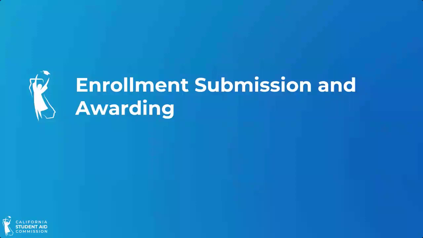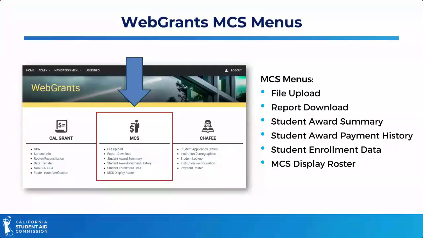Next up, we're going to talk about enrollment submission and awarding. As you can see under the MCS window or menu, we have 6 total screens. So we're going to review some of their functions. File upload is how enrollment files and payment files are uploaded. Report download allows you to access the various MCS reports, which we will cover later in our presentation, and we'll give you a breakdown of what those reports are and what you can use them for.